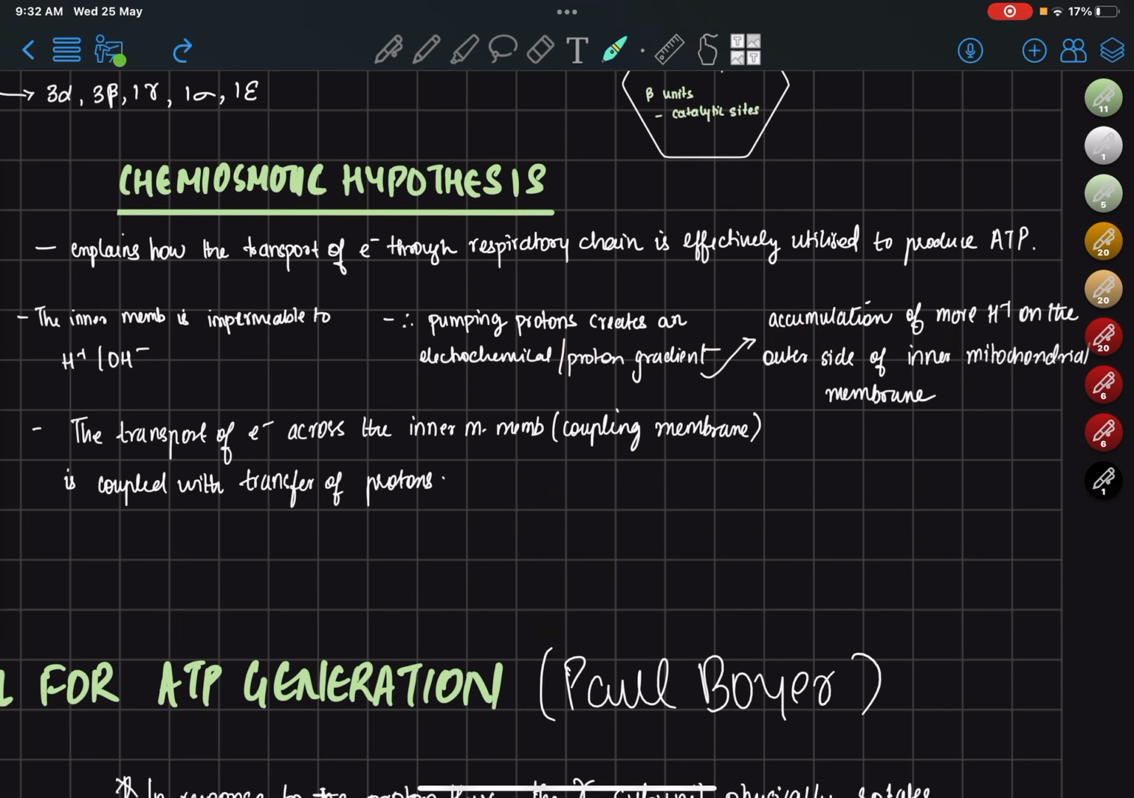Throughout the ETS, we see that the transport of electrons across the inner mitochondrial membrane is coupled with the transfer of protons. That's why this is also called coupling, and the inner mitochondrial membrane is called the coupling membrane. Related to this, later we'll see a clinical relation: chemicals called uncouplers. So it is important to know that this thing is called coupling.